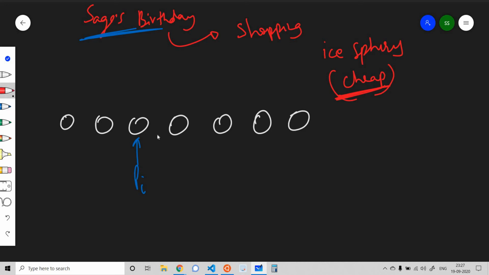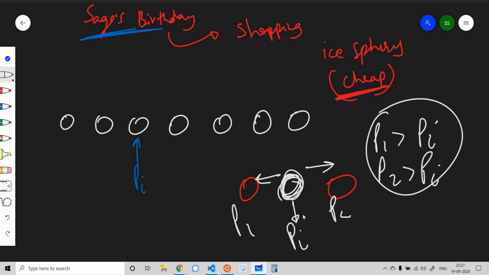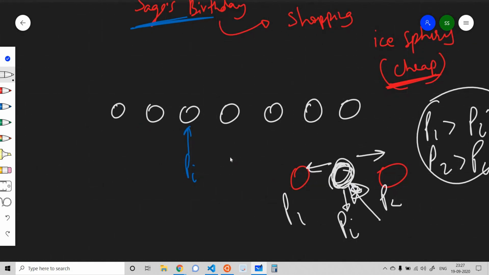It has been stated that the ice pair would be called a cheap one if the ice pairs on both of its sides have a greater price than the price of this middle ice pair. Suppose this is pi, and these are p1 and p2, then p1 would be greater than pi as well as p2 would be greater than pi. Only then can we call this ice pair cheap. And then Sage will go out for shopping and he will buy all these cheap ice pairs.